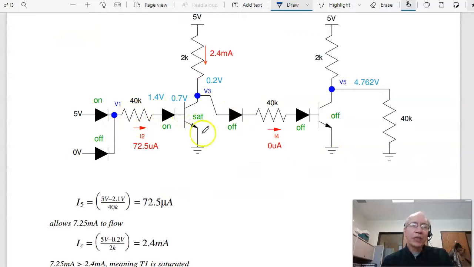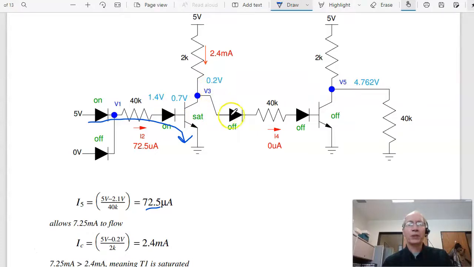To figure out which diodes are on or off, I've got 5 volts going to ground. That's trying to push current through here. The current then is 5. I've got 1, 2, 3 diodes. 5 minus 2.1 is 2.9 volts. 2.9 volts at 40K is 72 microamps. That allows beta IB, allows 7 milliamps to flow through the collector. I'm only trying to push 2.4 milliamps, so this one saturates, and this becomes 0.2 volts.